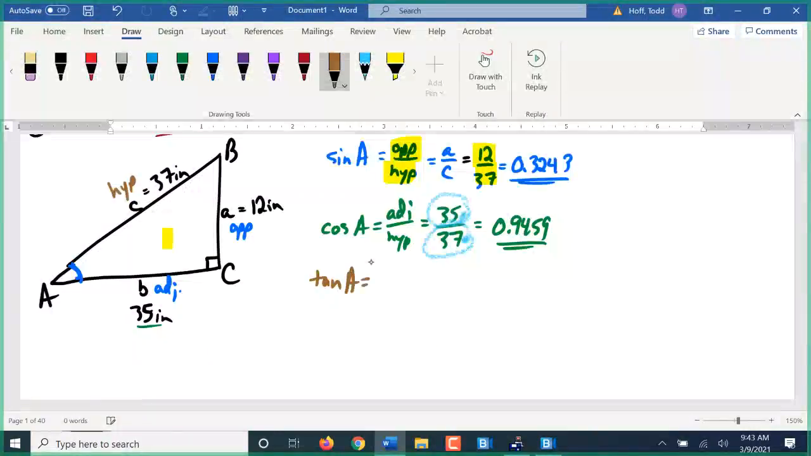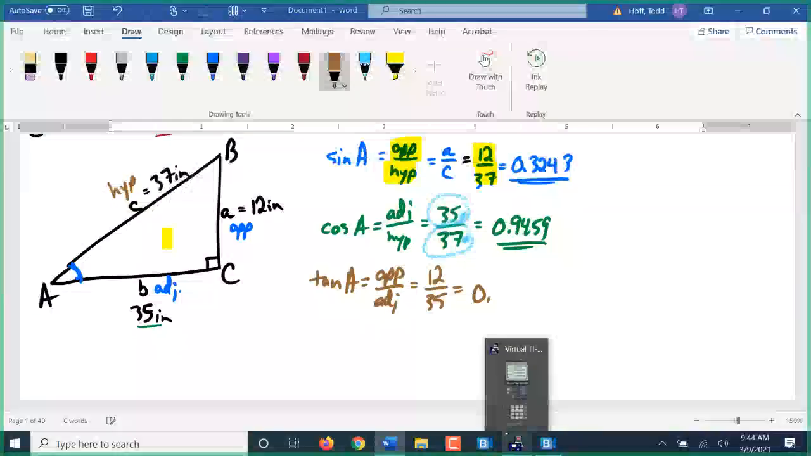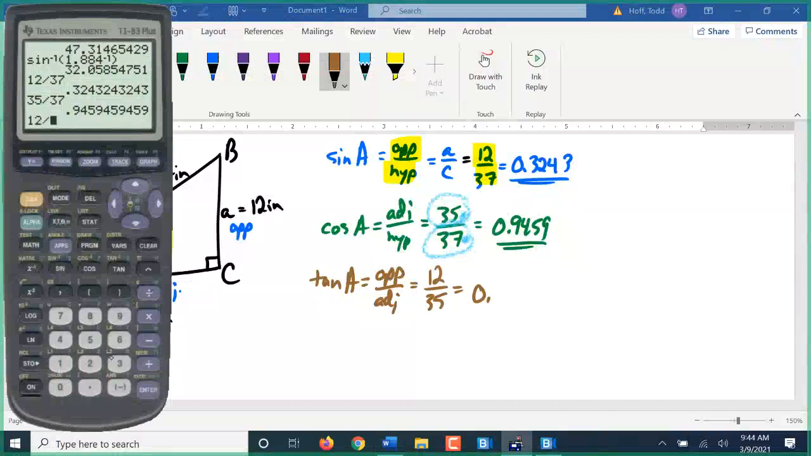Tangent of angle A, well, the definition of tangent is the opposite side over the adjacent side. So that would be the 12 over the 35. Or 0.3429.